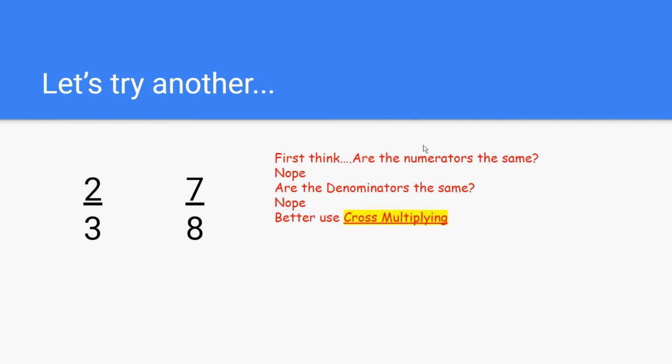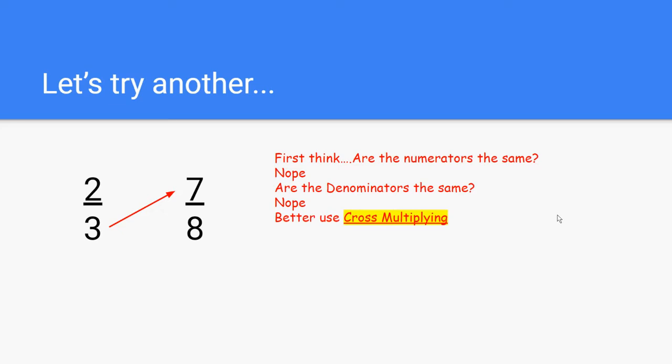All right, so here we have 2/3 and 7/8. Those are our two fractions that we're discussing. We want to try to compare which one's greater or which one's less. So first think, are the numerators the same? No, they're not. 2 and 7 are not the same. Are the denominators the same? Nope. 3 and 8 are not the same. So that means we have to use our cross multiplying to help us solve this problem of comparing these two fractions.